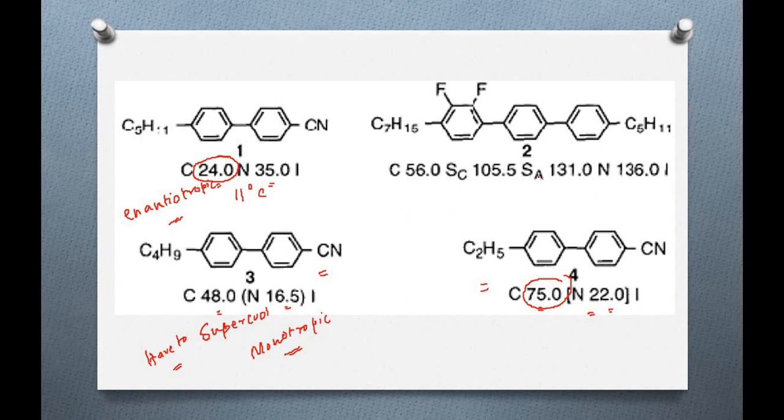Here in this particular material we have these long numbers and letters written, and what does that signify? One by one you can explain it, if you have understood by now. The crystal melts at 56 degrees centigrade. Then after that, once it melts, you have a smectic C. The smectic C loses its behavior and becomes a smectic A at 105.5. Then smectic A becomes nematic by losing the positional order at 131. Nematic stability remains till 136, and after that it is isotropic. So this is the standard notation. I hope you understood this.